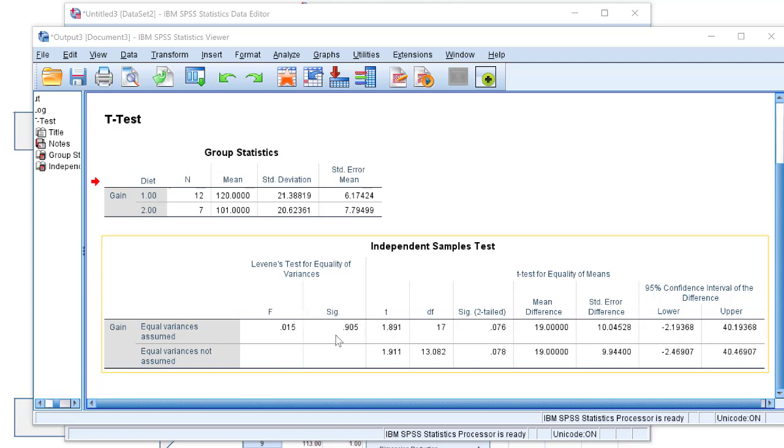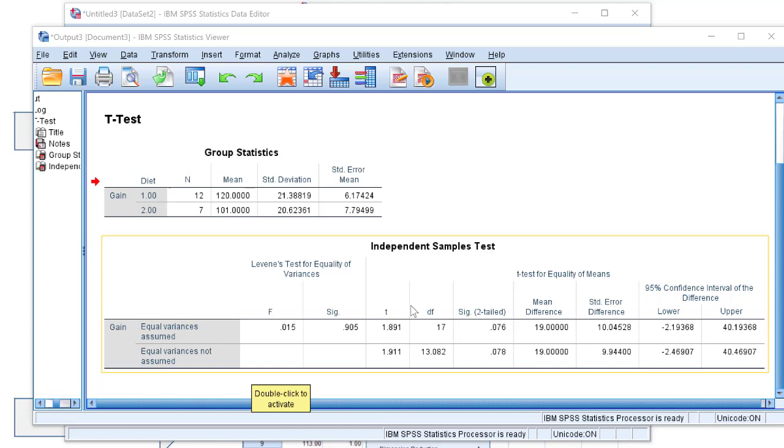So all we have to do is look at this p-value here, this 0.905. Again, we'll use alpha equals 0.05. If this significance level is less than 0.05, that's saying that we should not go with equal variances, and instead we should go to the second row and use that. But because this is a lot greater than 0.05, we're going to assume equal variances. So we're going to use all the data in this row here, and we're going to ignore the second row.